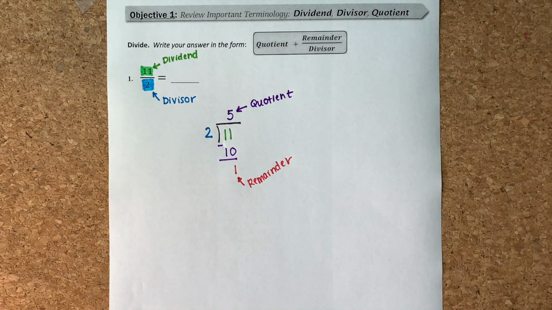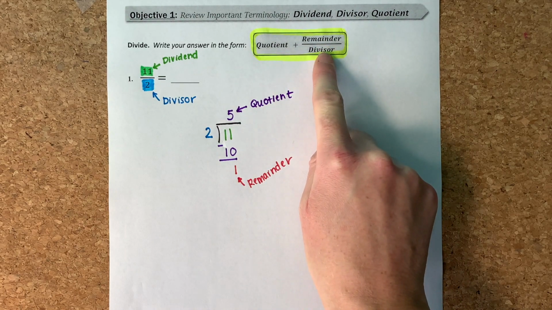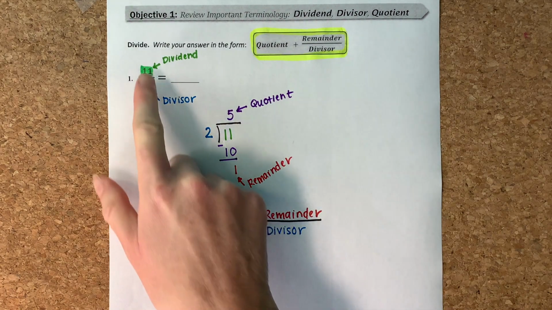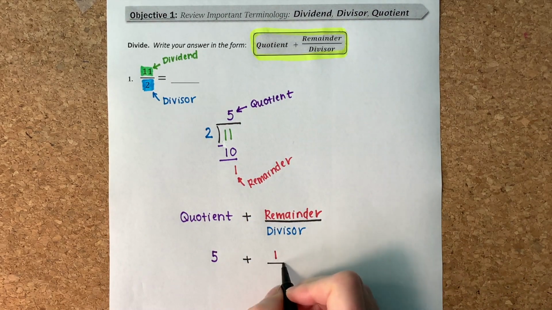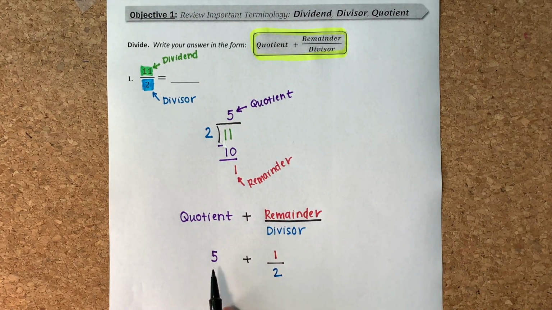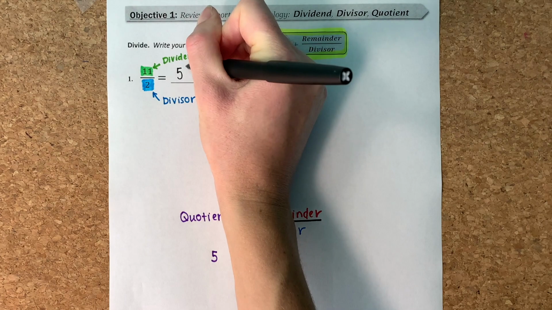Now, the way that we write our final answer for division problems will be in this format. We write the quotient plus the remainder divided by the divisor. I'm going to copy this down here. So when we compute the division problem, 11 divided by 2, our final answer is the quotient, which was 5, plus the remainder, which we found to be 1, divided by the divisor, which was 2. And if we add 5 plus 1/2, we get our final answer of 5 1/2. So 11 divided by 2 gives us 5 1/2.